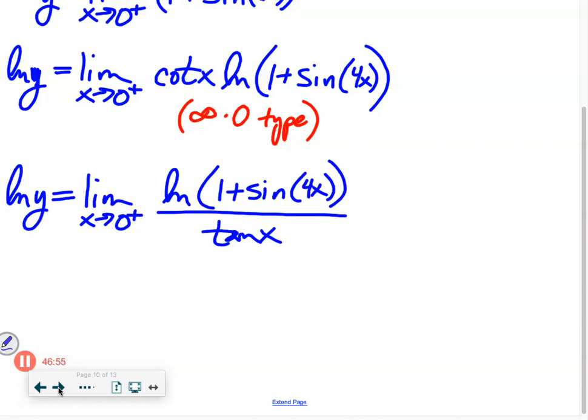Okay, take a second. First we've got to justify. Now the limit of the top, we end up with ln 1, which is 0. What is the tangent of 0?